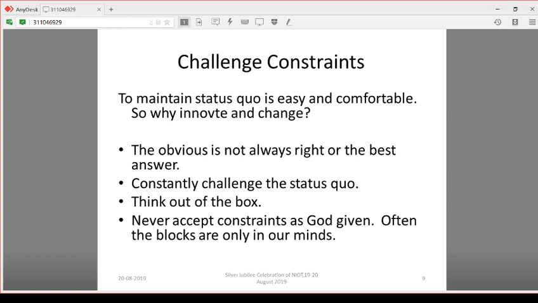Constantly challenge the status quo. Young minds should always constantly challenge the status quo. Think out of the box. Never accept constants as God-given. Often, blocks are only in our minds.